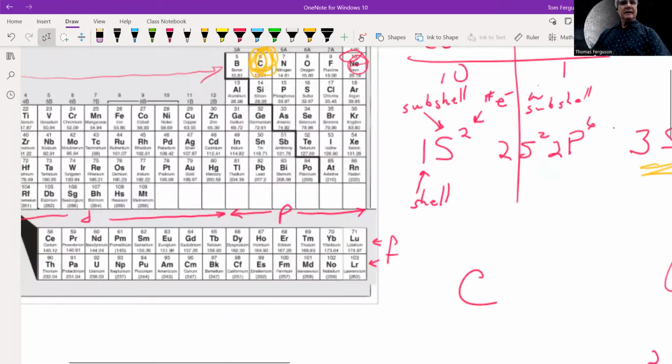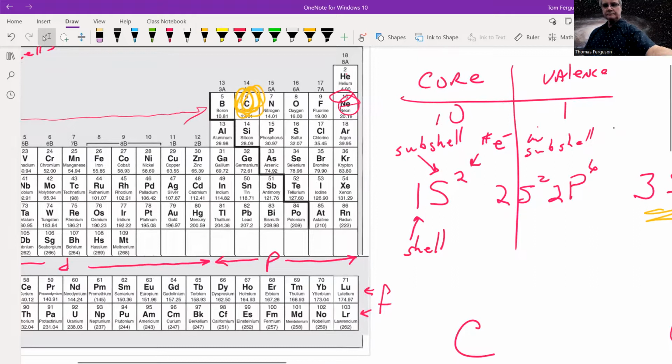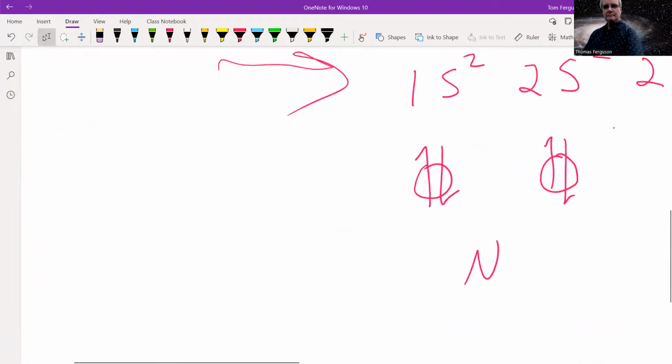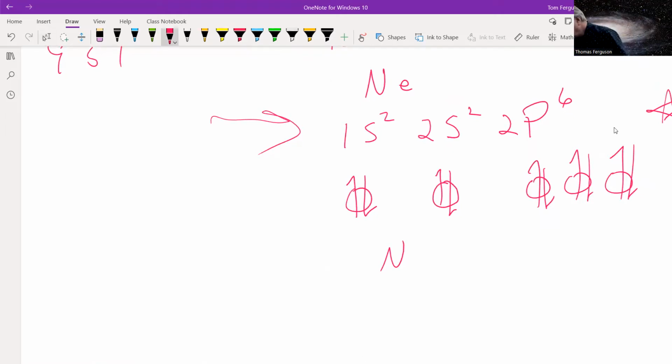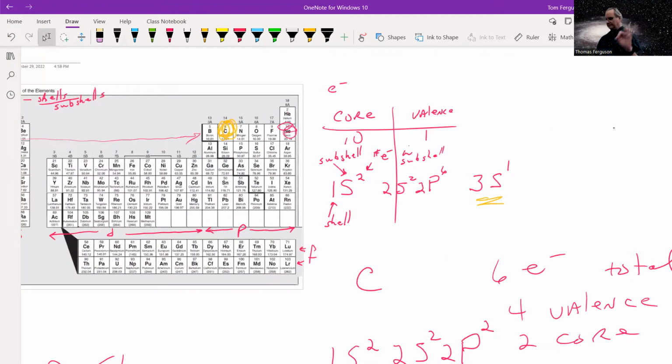Okay, so nitrogen. Look up nitrogen. Nitrogen's over here next to carbon. It has 7 total electrons, so the atomic number is 7. And there are 5 valence, 2 core. So 2 in shell number 1, 2 in the subshell s of shell number 2. And how far into the p's are we going to go? 3.